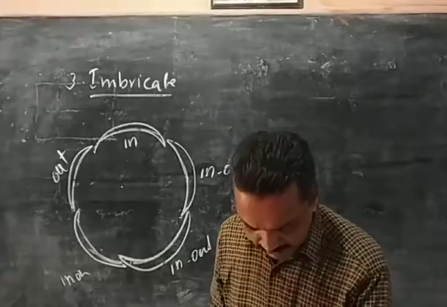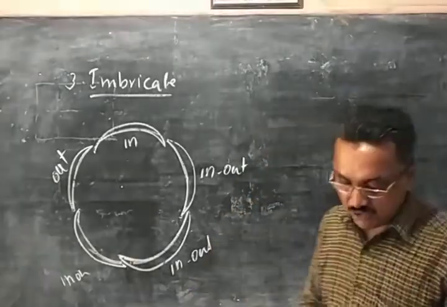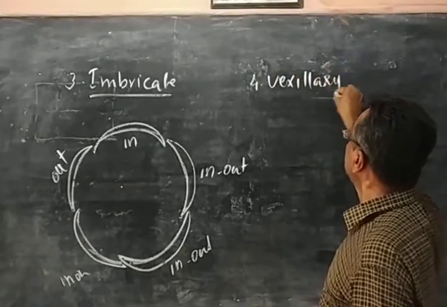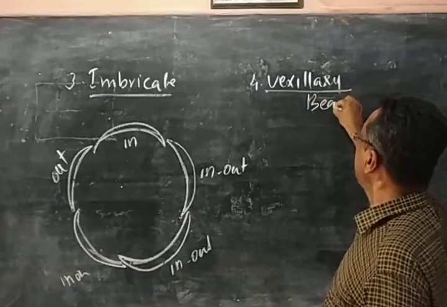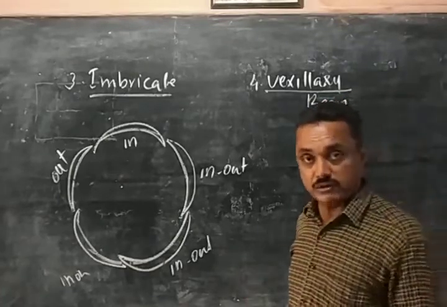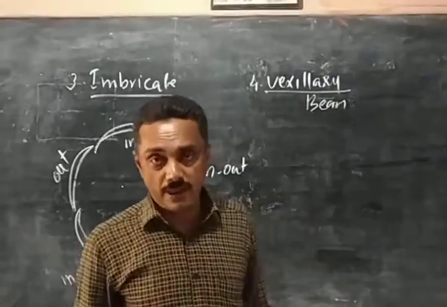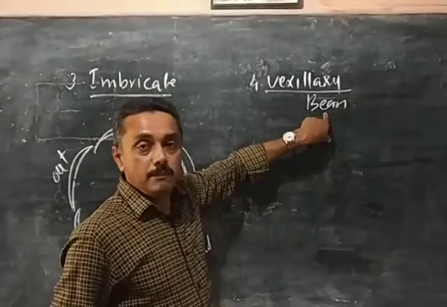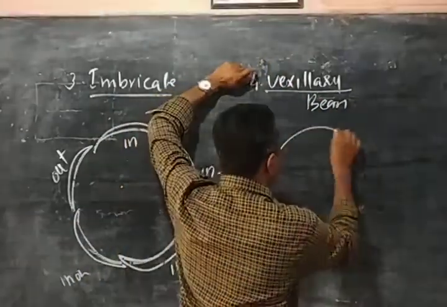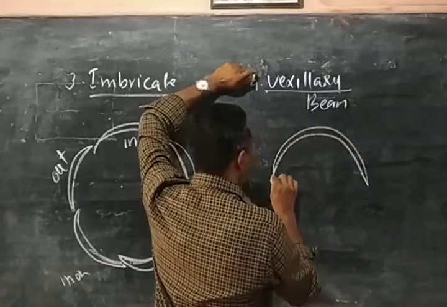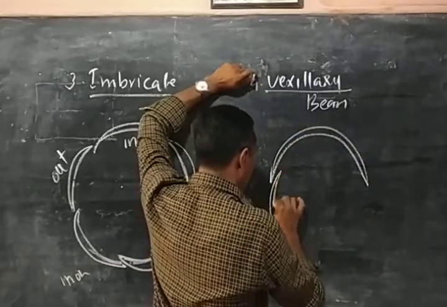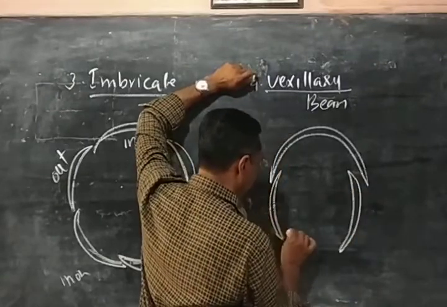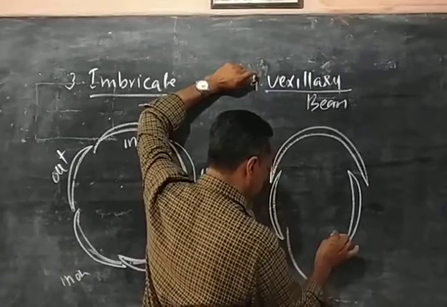Then last comes the vexillary aestivation, the fourth one. Vexillary aestivation is seen in plants like beans or pea plant, of the Fabaceae family. There are 5 petals in beans or pea plant. There is a large petal called the standard petal, 1 petal. Inner to that there are 2 petals. Inner to that there are 2 petals.